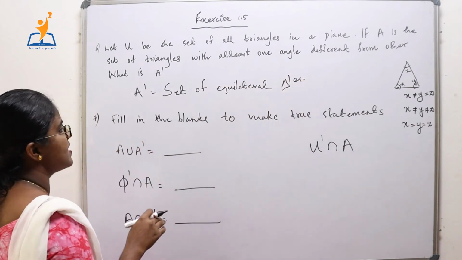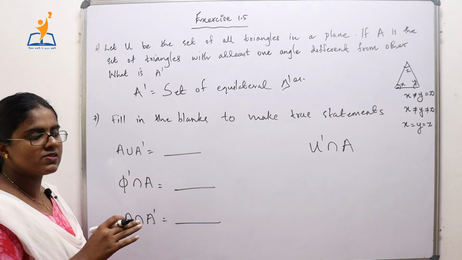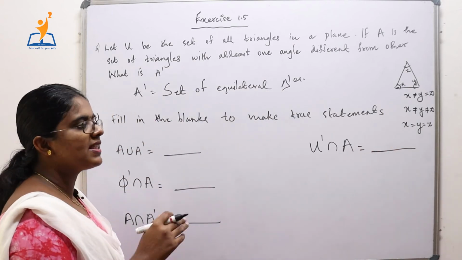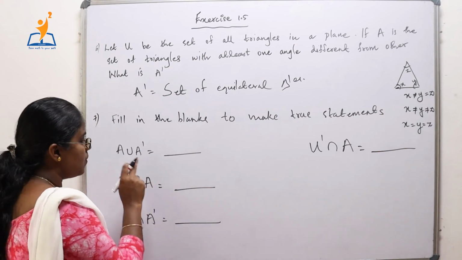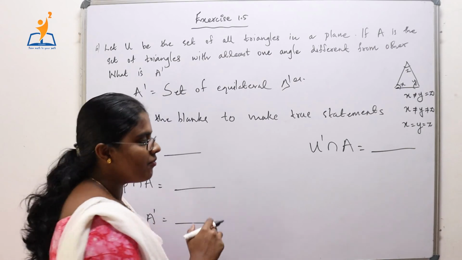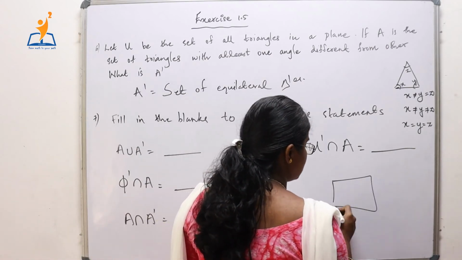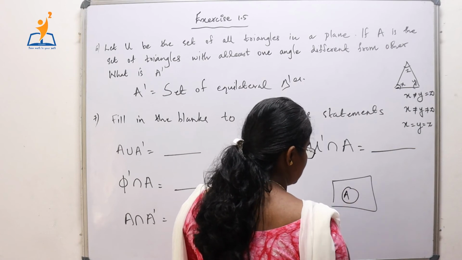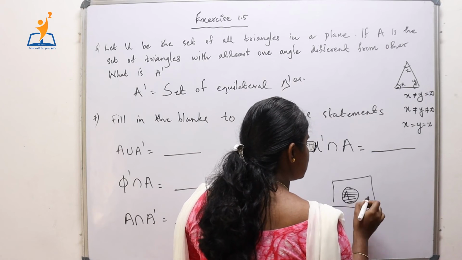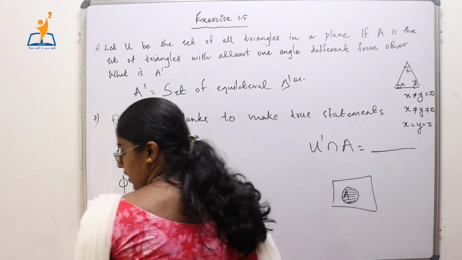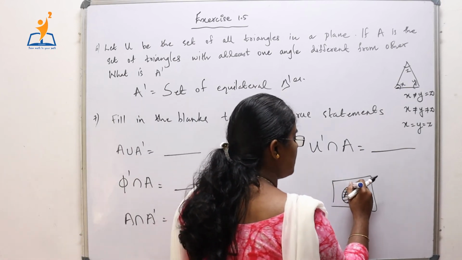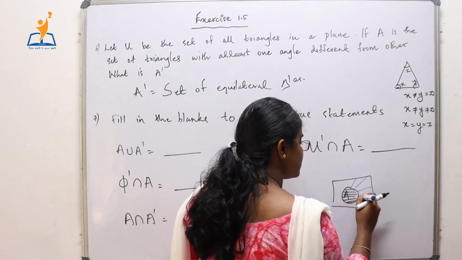Now, next question is fill in the blanks to make true statements. We have different fill in the blank questions here and we want to fill the blanks to make the statements true. What is A union A complement? A union A complement. We can use Venn diagram to solve this. We have A as this set. The circle is A. And what is A complement? A complement we can shade it using blue. A complement means except A, all other things.